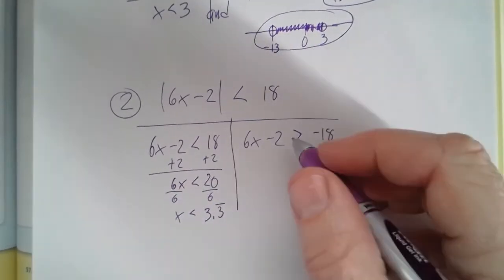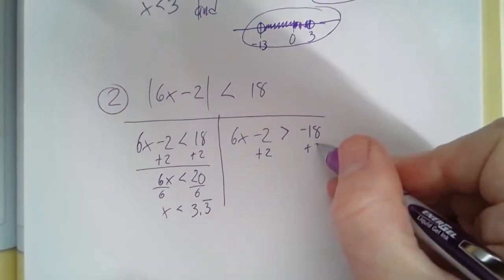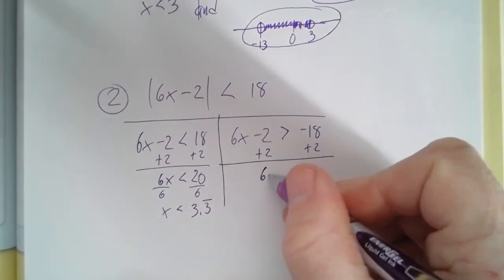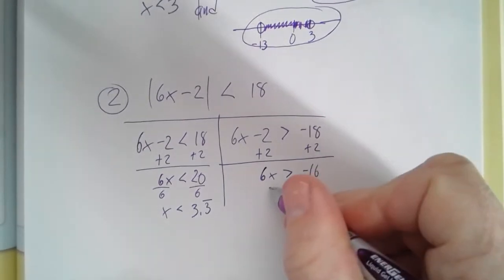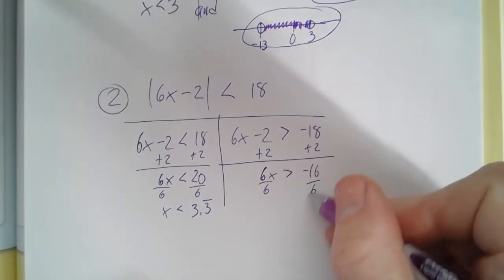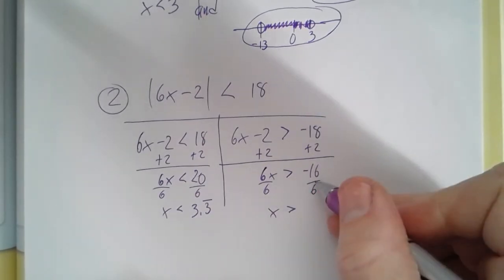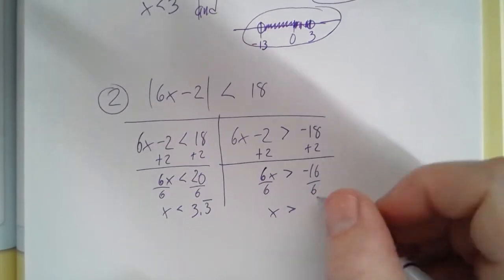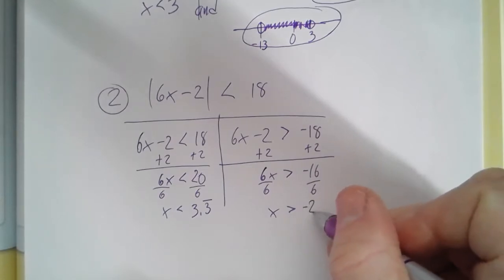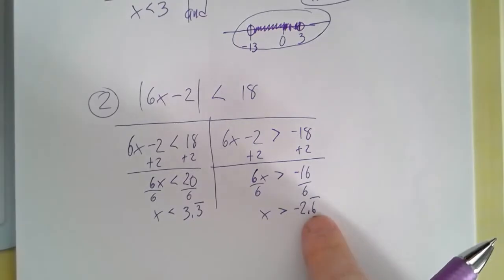Okay, right here we're going to do the same steps, but we're going to get a different result because we have that negative 18 there. 6x is greater than negative 16. Divide by the negative 6, and we get x is greater than, let's see, that would be not 3 times, but 2 times with 4 left over, so it'd be negative 2.6 repeating. Yep, negative 2.6 repeating. So we're greater than this, but less than that.